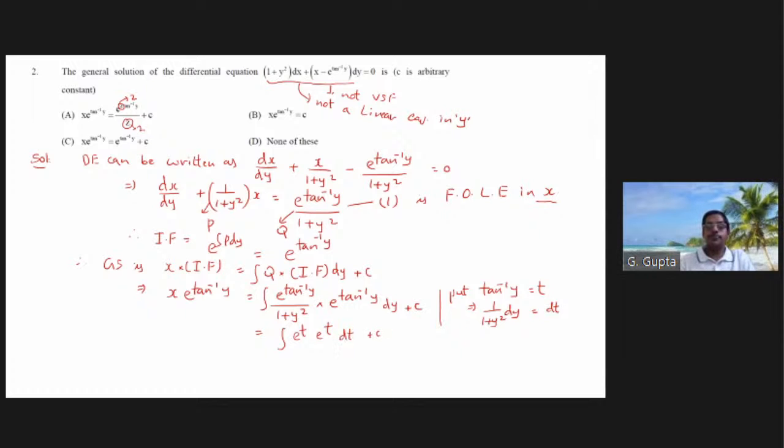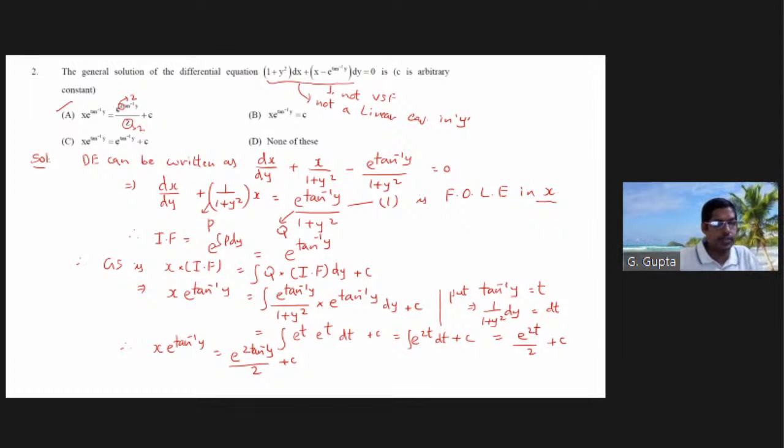So e power t into e power t is e raised to 2t, integrating dt plus c. So that means e raised to ax, its integration is e raised to ax by a. Where t is nothing but tan inverse y. So you will be getting x times e power tan inverse y is equal to e to the power 2 tan inverse y upon 2 plus c. Any option? Yes, accordingly option A. If you do not get this answer in option A, B, C, or D, then you should divide both sides by e power tan inverse y also.